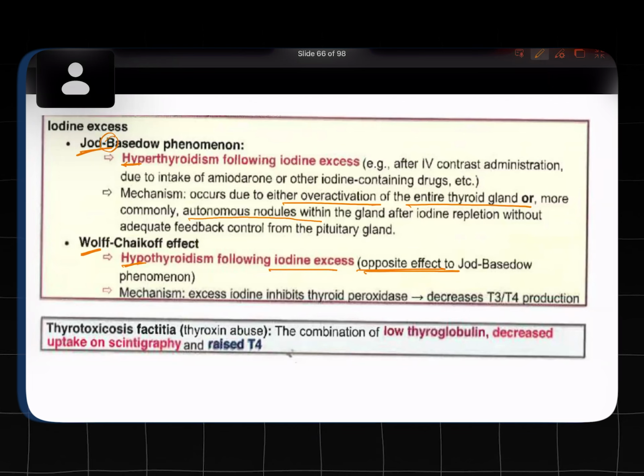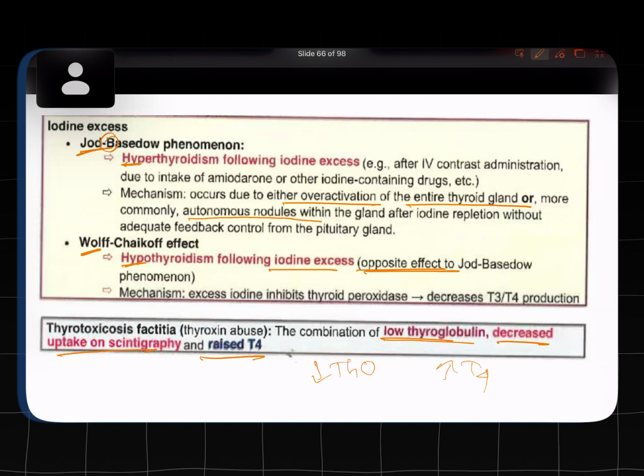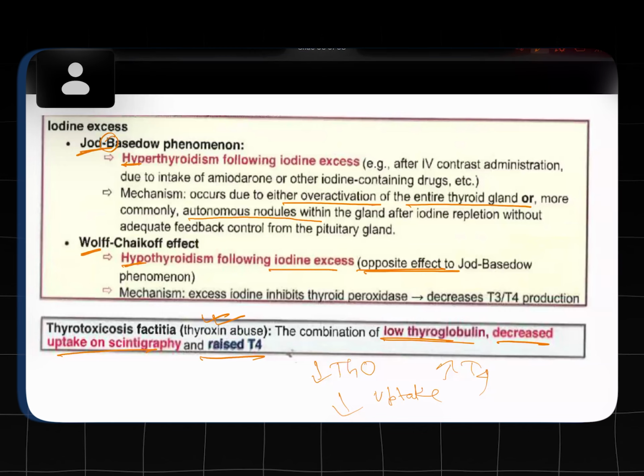What is thyroxine abuse or thyrotoxicosis factitia? A combination of low thyroglobulin, raised T4, and decreased uptake on scintigraphy. That decreased uptake is a feature of thyroxine abuse or factitious disease. Thyrotoxicosis factitia.